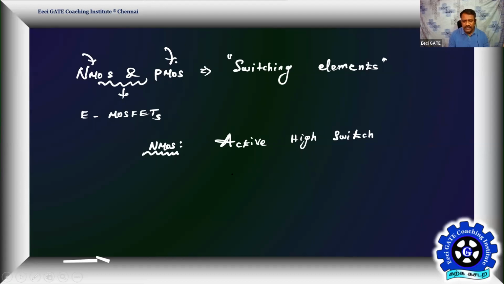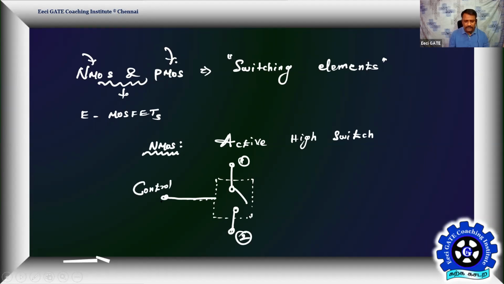So what is a switch? A switch should have two terminals, the top and bottom terminal, and a control mechanism. That's what we demand. A switch can be in open state or closed state, but it should be controlled by a signal. So we actually need three terminals: this is switch terminal 1, this is switch terminal 2, and this is the control terminal.